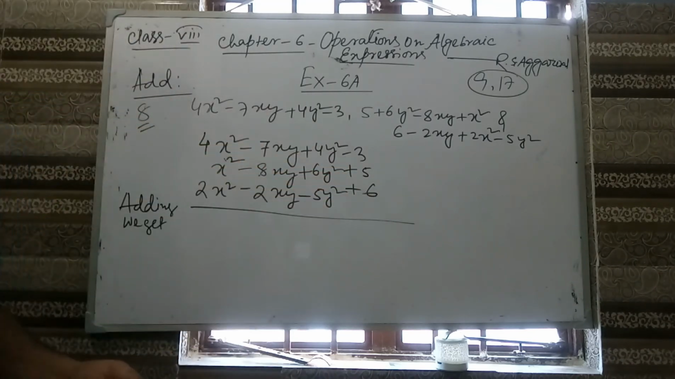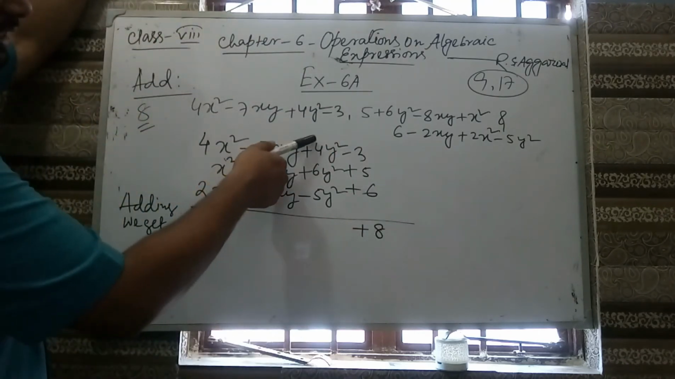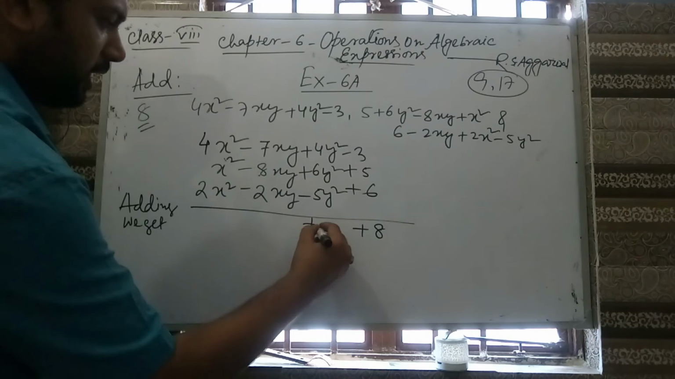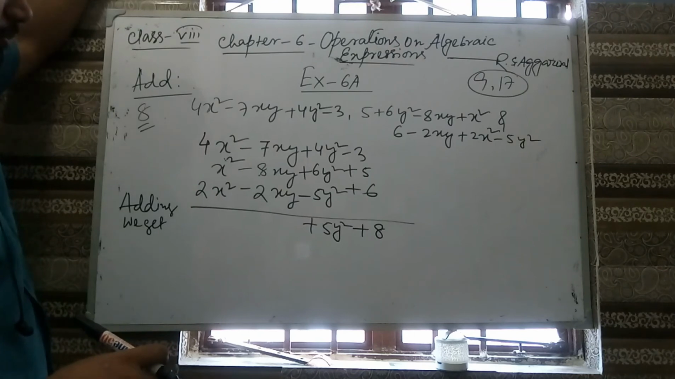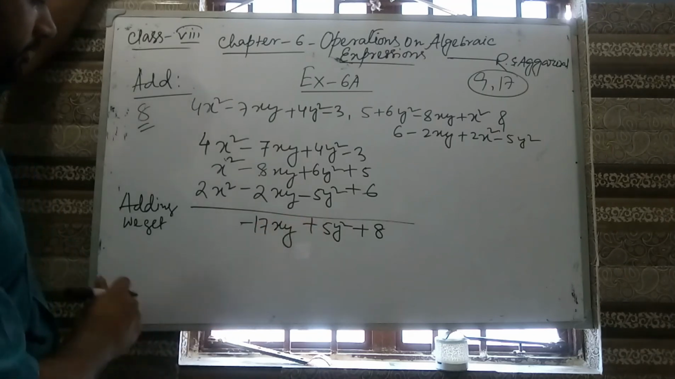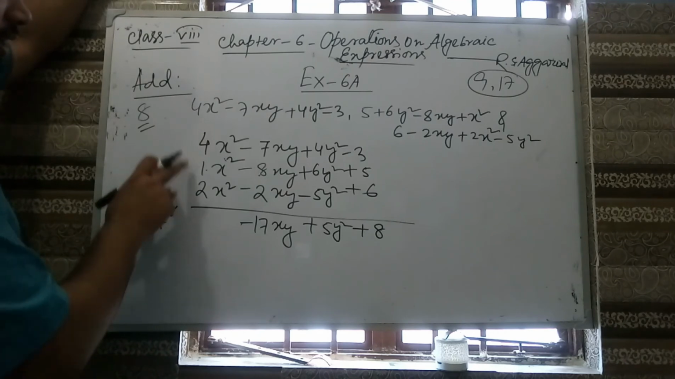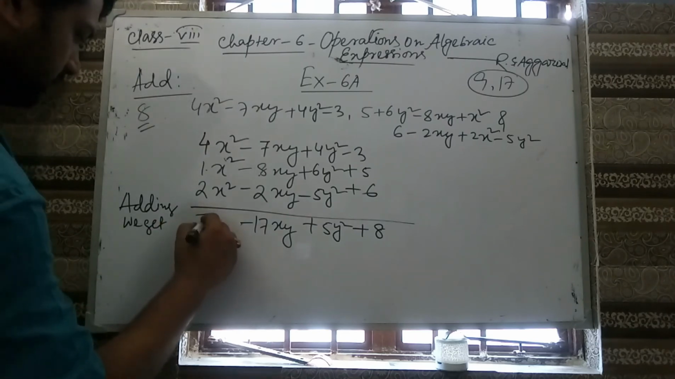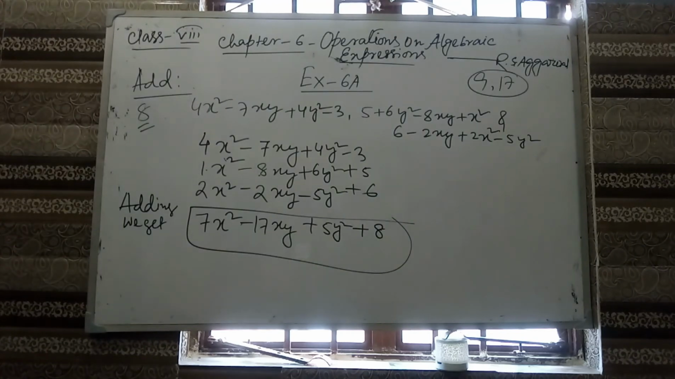5 and 6, 11, minus 3, that is plus 8. Next one, 6 and 4, 10, minus 5, so plus 5y square. Minus 7, minus 8, minus 15 and minus 2, minus 17xy. 4, here we have nothing, means 1. So 4, 1, 2, all these 3 are positive. So 4 plus 3, 7, that is 7x square. This is your answer. Check the answer.